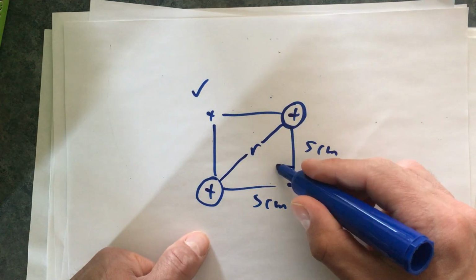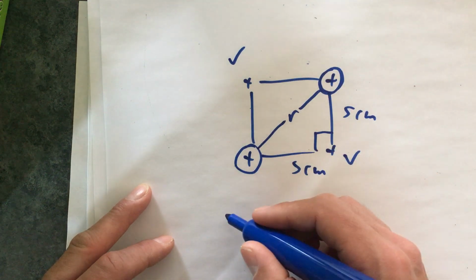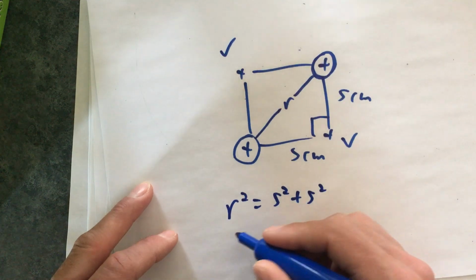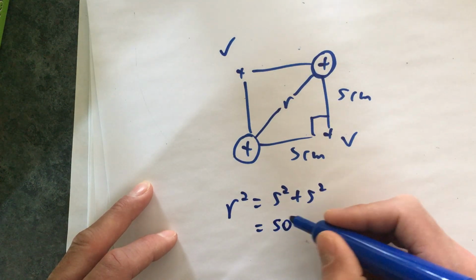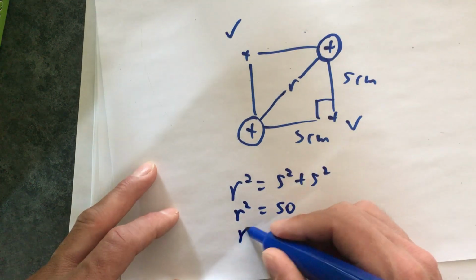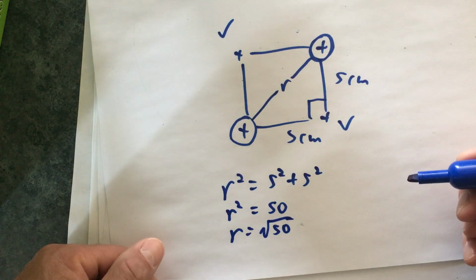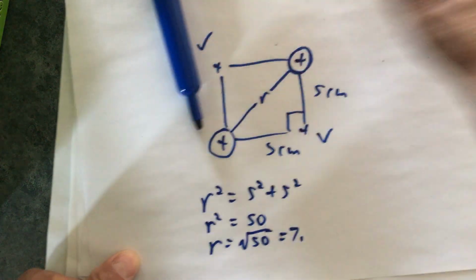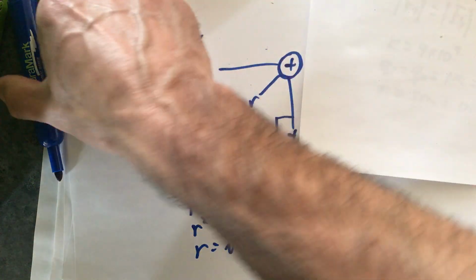Well, if you look closely, we have a right-angled triangle. So via the Pythagorean theorem, r squared is 5 squared plus 5 squared, which is 25 plus 25. It is 50. So r is the square root of 50. Square root of 49 is 7, so the square root of 50 is going to be just over 7. It's 7.07.